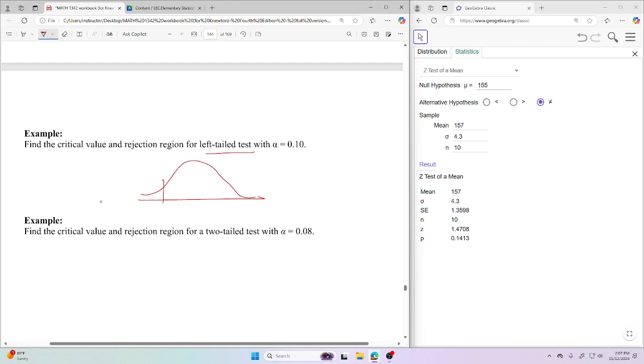Left tail test looks like this. That's easy enough. Alpha means the area. Oops, that does not look like an alpha anymore. It just looks like a fish, just a plain fish. That's an alpha. Okay, so alpha, that's an A, stands for area. The area, the probability, is that 10%.